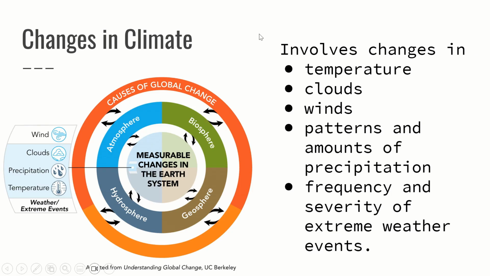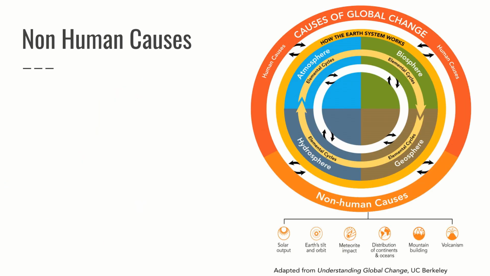So if we're talking about changes in climate and global climate change, this is looking at changes not just of temperature. That's why we don't say global warming anymore. We say climate change. But we're looking at changes in temperature, but also changes in clouds, winds, patterns and amounts of precipitation. And a big one that you've heard about in the news more recently is frequency and severity of extreme weather events. So are we seeing more hurricanes because of climate change? Are we seeing more fires because of droughts and things like that?